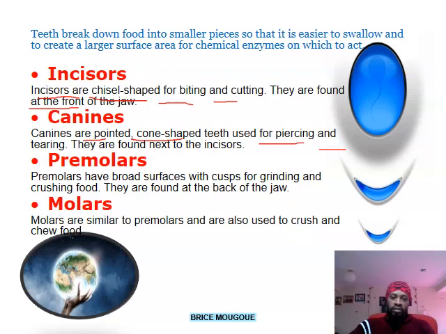And the premolars have broad surfaces with cusps, like furrows in them, for grinding and crushing food. They are found towards the back of the jaw, while the molars are similar to the premolars, but just a bit wider, and are also used for crushing, chewing, or even grinding of food.